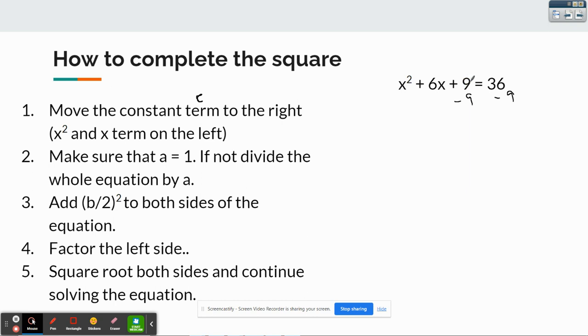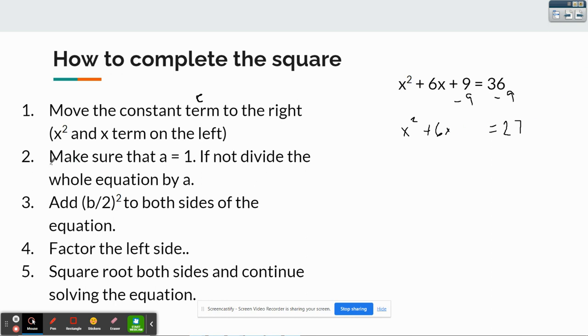But it's not always going to be right. So if you follow these steps every time, you'll make sure that you solve this correctly. So we're going to move the 9 out of the way. And what that leaves me is x squared plus 6x. And then my 9's not there anymore. It moved to the right and got combined with my 36. So 36 minus 9 is 27.